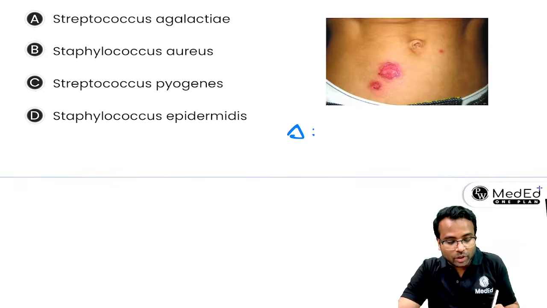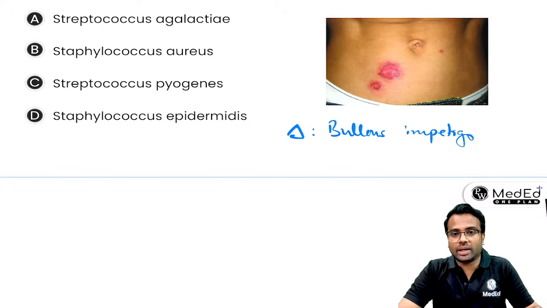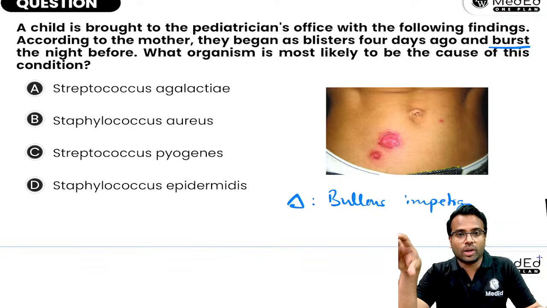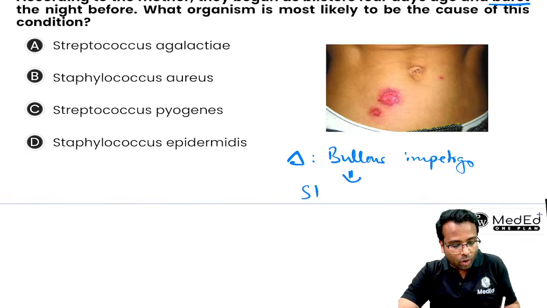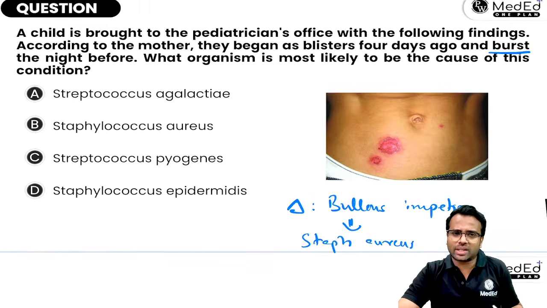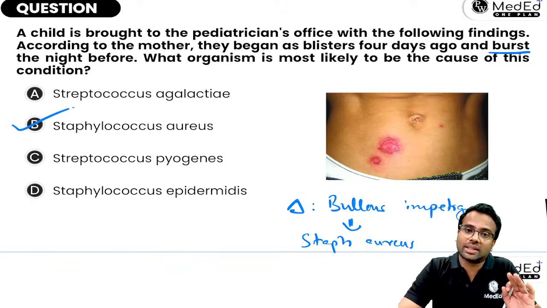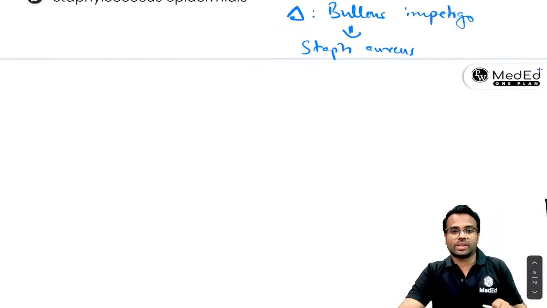The diagnosis here should be bullous impetigo. And what is the causative organism in bullous impetigo? Please remember, if a child presents to you with a bullous lesion, one of the differential diagnoses should be bullous impetigo, and bullous impetigo is caused by Staphylococcus aureus. So it's a direct question actually. The only thing is that you have to see this image and make out the diagnosis that this is bullous impetigo. Clear? So now moving to the next question.